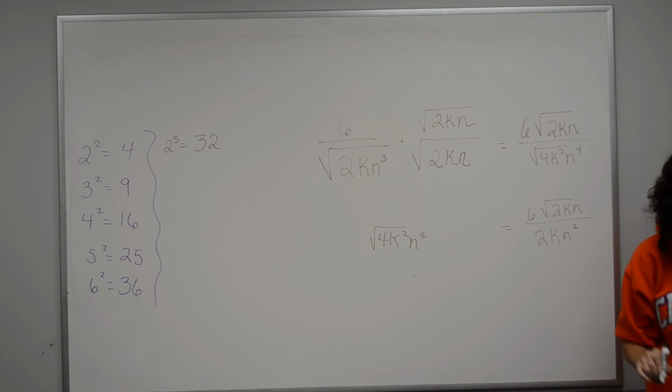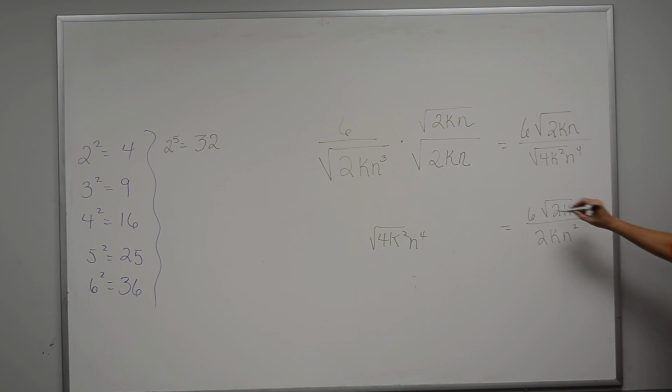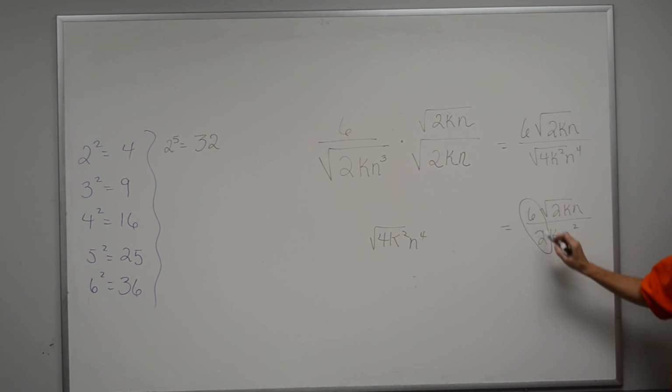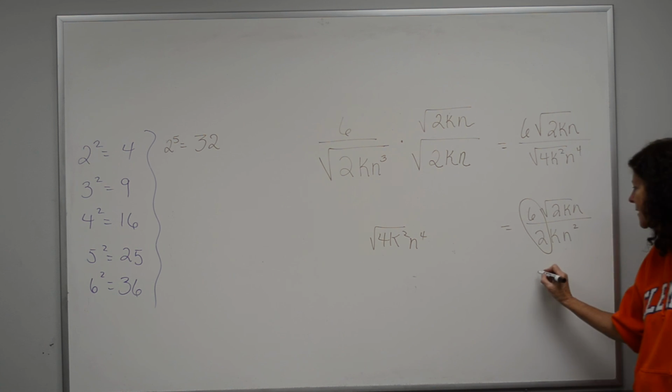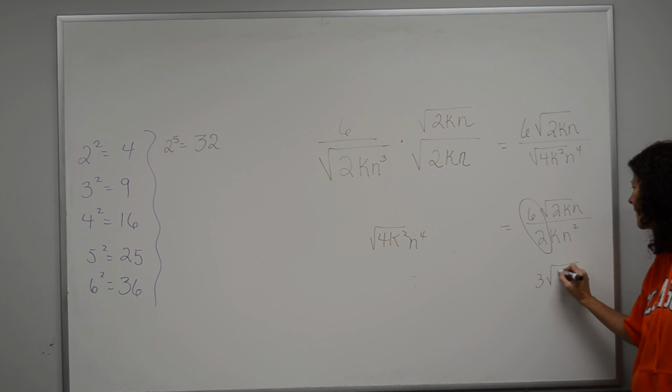Can I do anything else? These are all multiplied together, right? These are monomials. So if I can reduce any part of it, I reduce it. 6 divided by 2 is what? 3, and it's a 3 on the top. So my final answer looks like this.